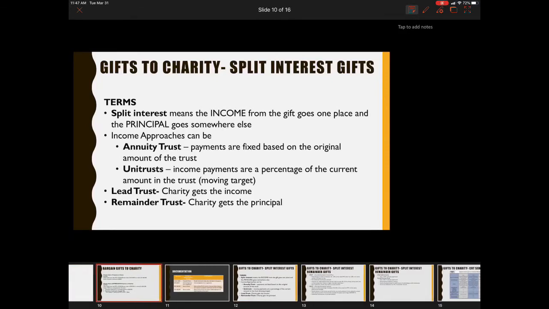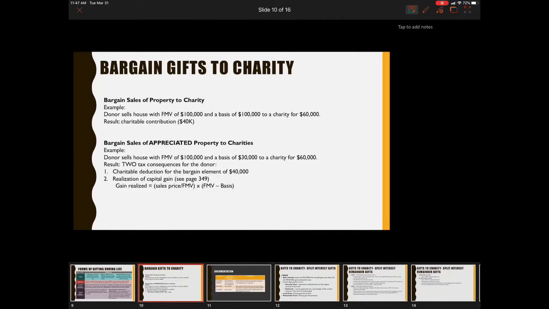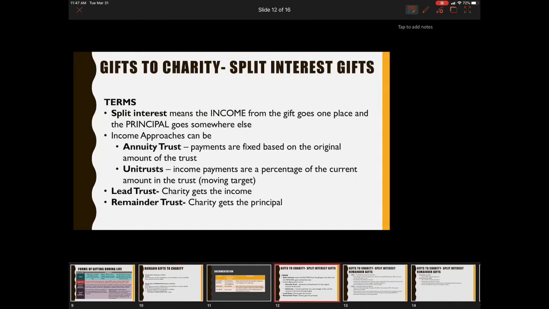So I may have gotten a little bit ahead of myself by talking about bargain gifts to charity in the last video, because it's one of many other ways that you can give to charities. In addition to bargain gifts, there are also gifts of a split interest. And this is setting up a trust for the purpose of either giving the charity the income from those trust assets, and then you pick another beneficiary to get the remainder, or you keep the income during the life of the trust, and then after you're gone, the charity gets the remainder.